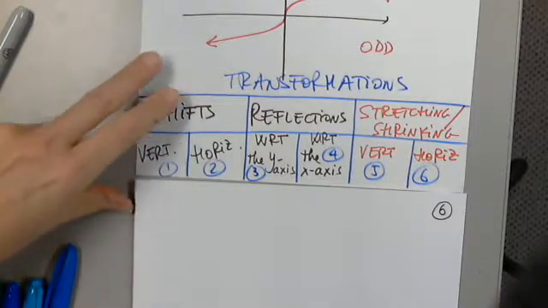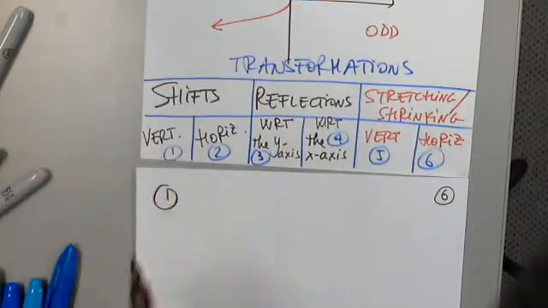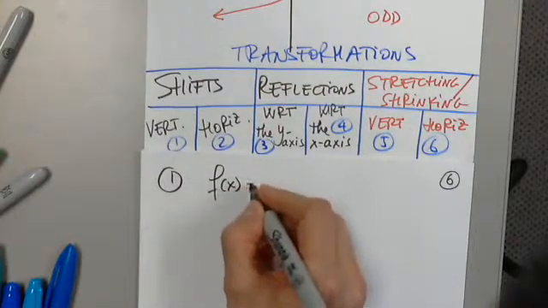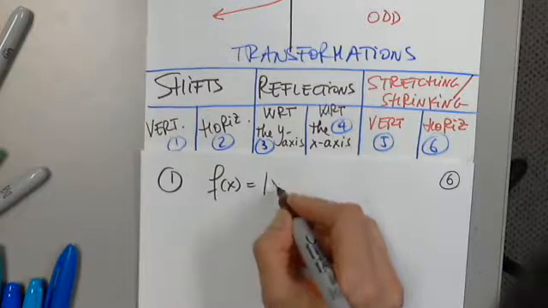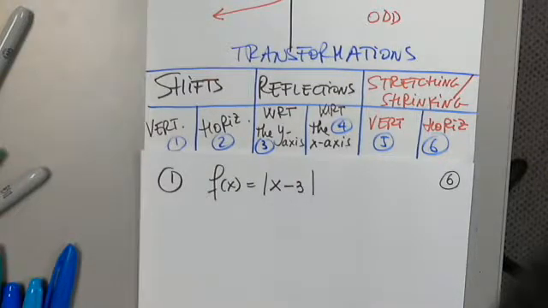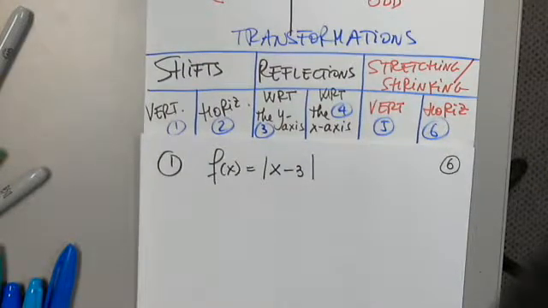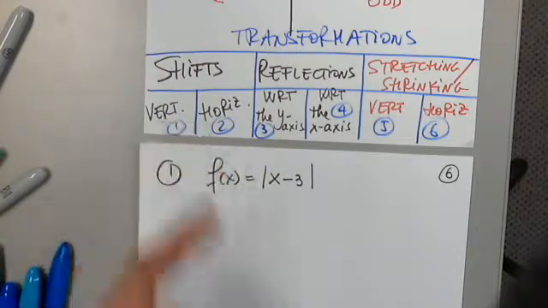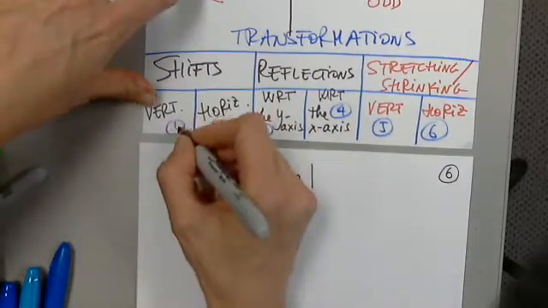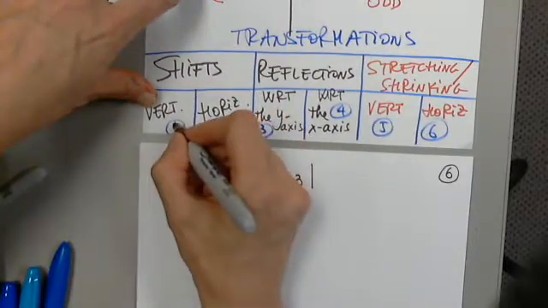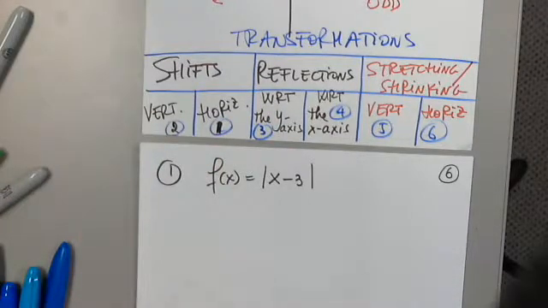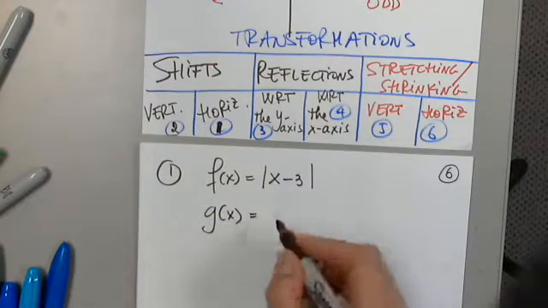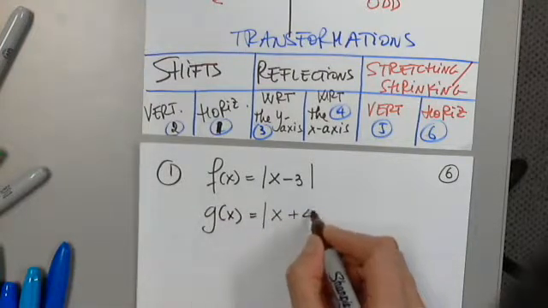Okay, here's what they mean first of all. Let's start with number 1. I will create 2 functions. So let's say f of x equals the absolute value of x minus 3. I'm sorry, I'm going to say 1 here and 2 here. And let's say g of x equals the absolute value of x plus 4.